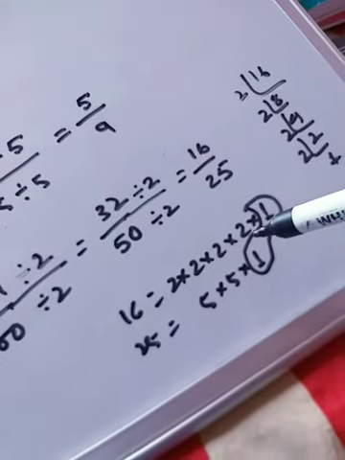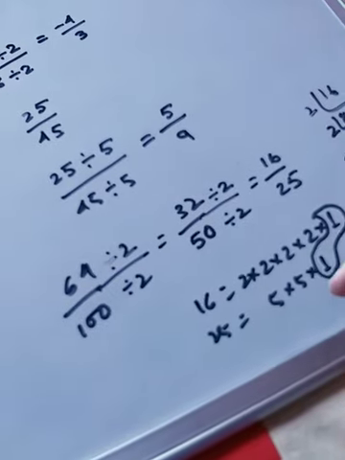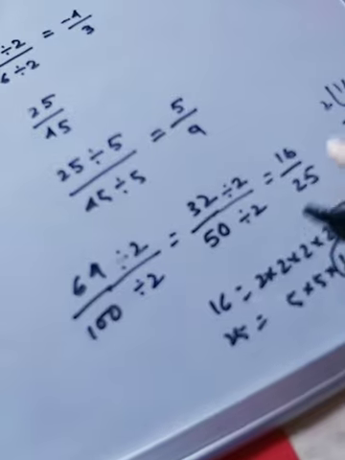Okay. I hope you have understood the simplest form. Now, in question number 7, sum number 3 and sum number 4, you have to do on your own.